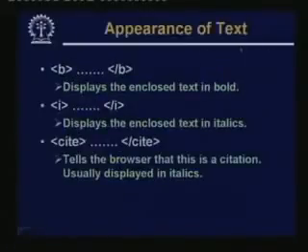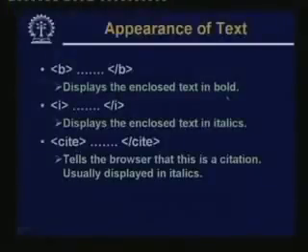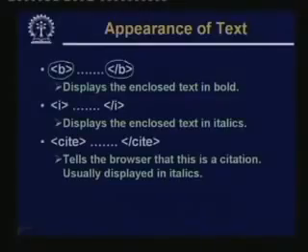Now, with respect to the appearance of text, there are some tags. Like when you want to display a text in the bold font, you can use the B tag, begin B, end B. So everything which is there between the begin B and the end B will get displayed in bold font. Okay. Similarly, you can display in italics. Italics is I, begin I, end I.